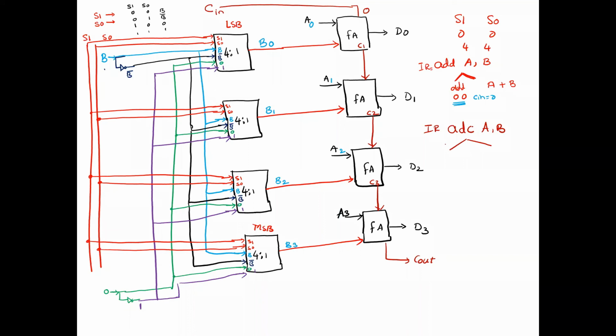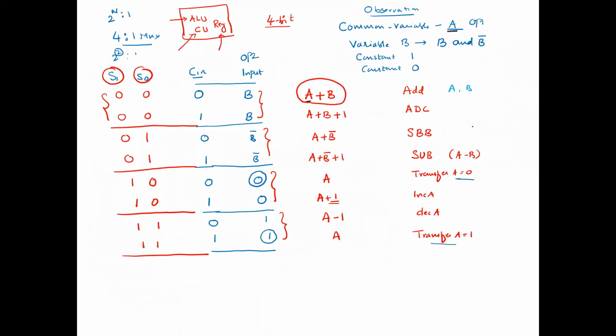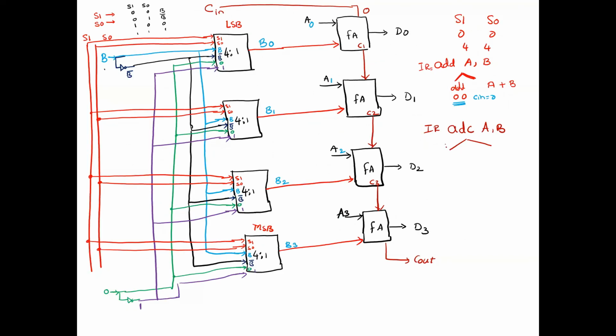Add with carry means, now refer, we have hard coded this. Add with carry means select line should be 0, 0 and carry in should be 1. So here select line S1 equal to 0, S0 equal to 0 and carry in equal to 1, because we are telling it is add with carry. So automatically what will it do? It will replace this 0 with 1, so it will be set to 1. And again it will be 0, 0, so again it will select B0. So A0 plus B0 along with the carry.